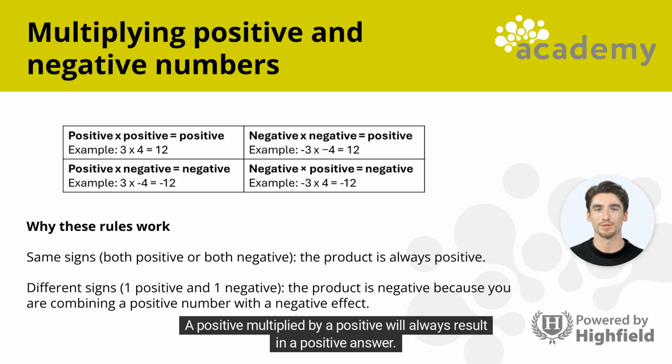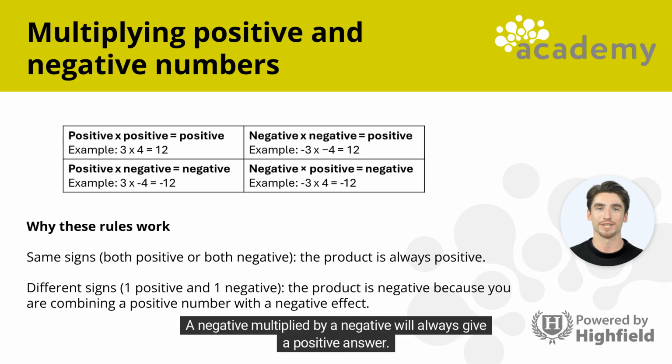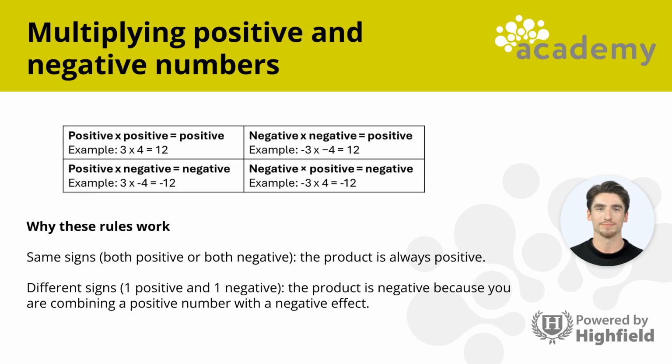A positive multiplied by a positive will always result in a positive answer. For example, 3 multiplied by 4 equals 12. A negative multiplied by a negative will always give a positive answer. For example, minus 3 multiplied by minus 4 equals 12.